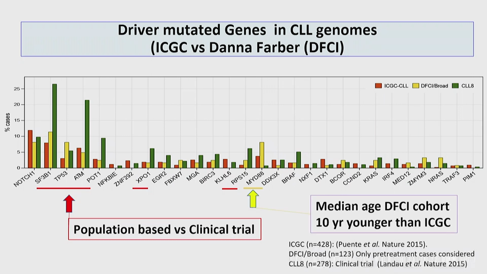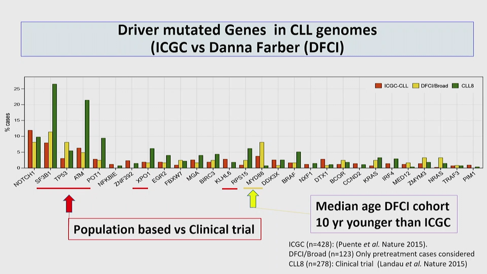The other thing was MYD88. We discovered for the first time the presence of this mutation in CLL, but you see that in Dana-Farber, it's associated with good prognosis. But we observe in our series that it is related to the age of the patient. MYD88 is mainly present in young patients with CLL. And you see the Dana-Farber group has more MYD88, and the median age of this group was 10 years younger than ours.